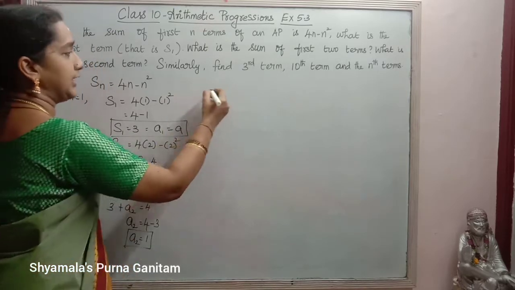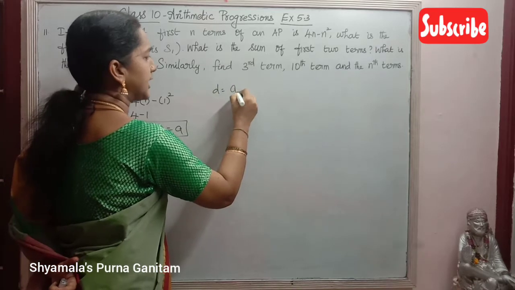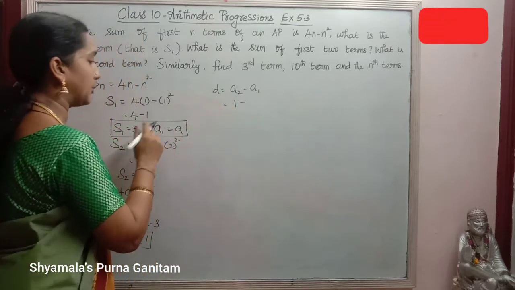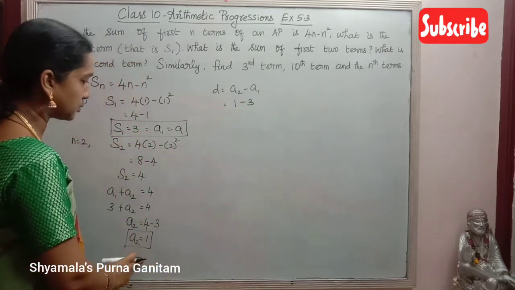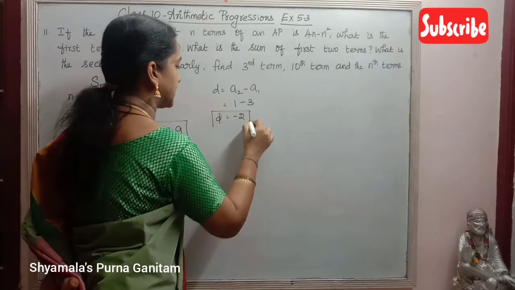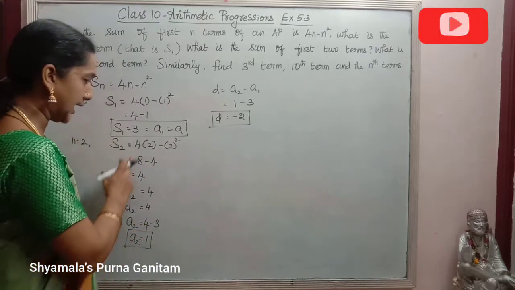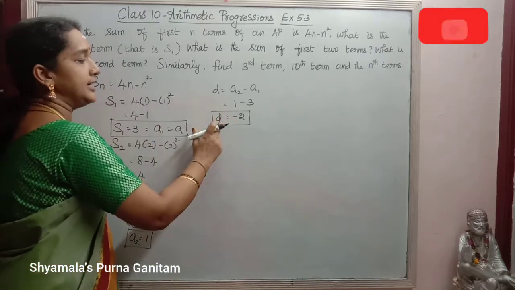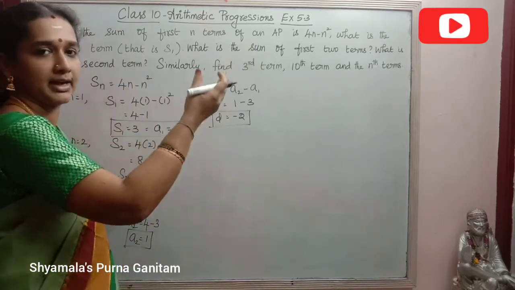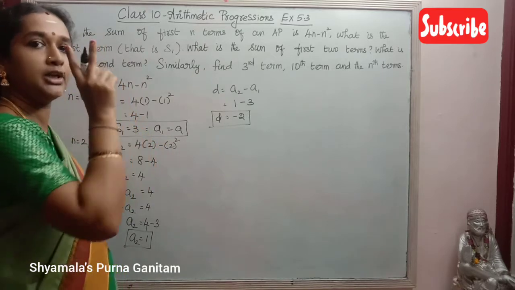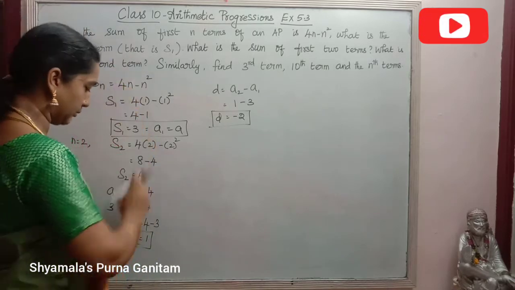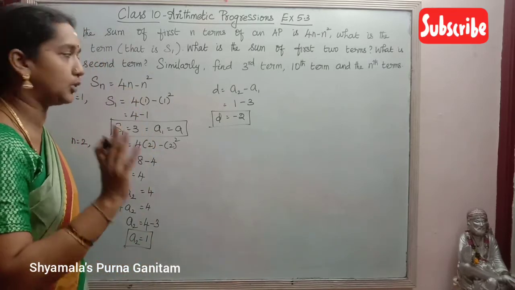So with this we can find D. So D is equal to A2 minus A1. So A2 is 1 minus A1 is 3. So 1 minus 3 is minus 2. So the difference is minus 2. So we got A, value for A we got, and D also we got. Okay, so from this we can find the remaining things. That is, they are asking to find A2. So A2 already we got. A2 is equal to 1. What is the second term? So A2 is the second term. So A2 is equal to 1.